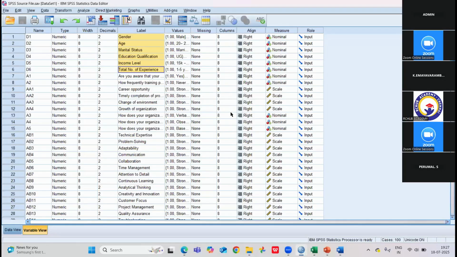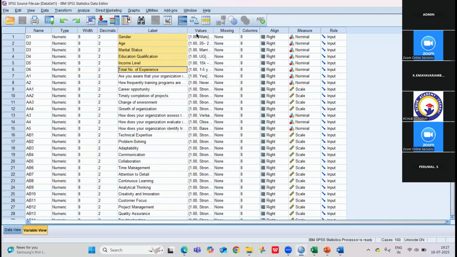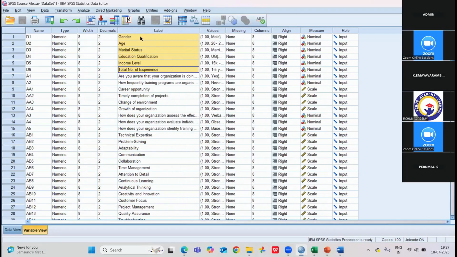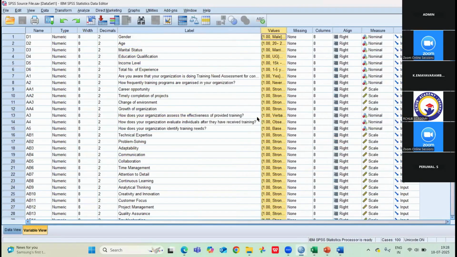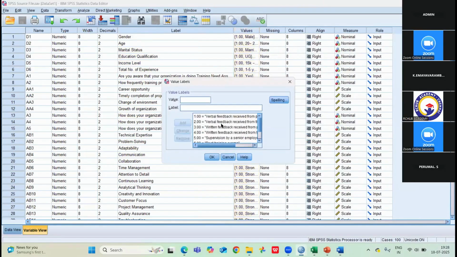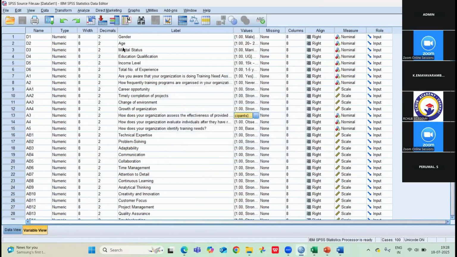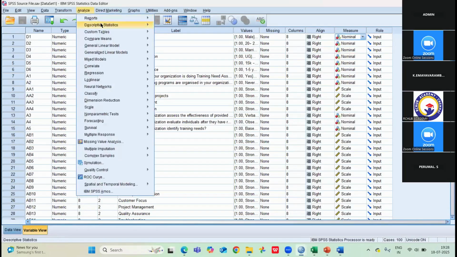So let me perform, with respect to gender, let me consider these two questions. How does your organization assess the effectiveness of the provided training? The options are verbal feedback received from the participant, from the trainer, and written feedback. So many options are there. This is once again categorical data. And gender is also categorical data. So let me perform a chi-square test.